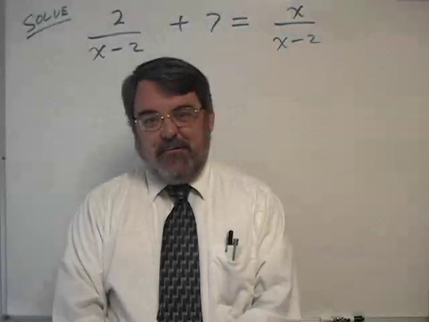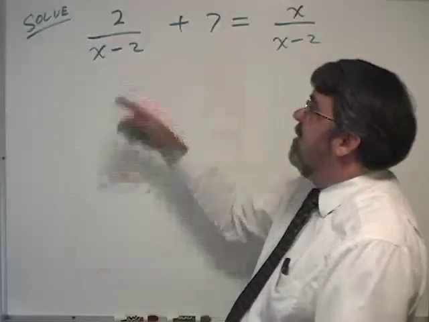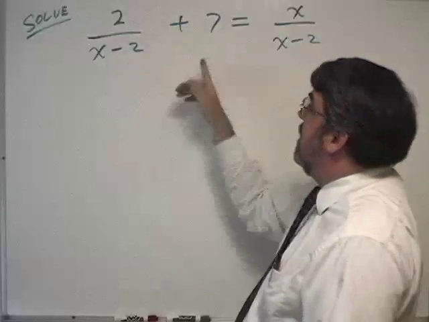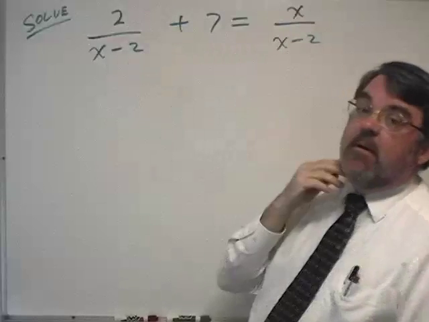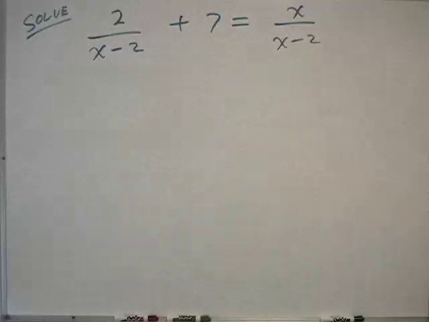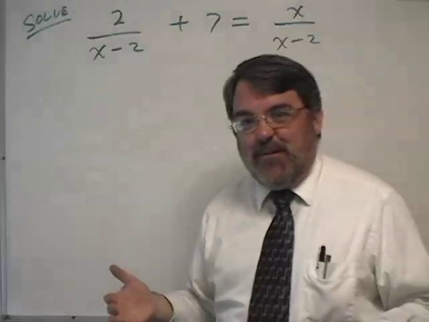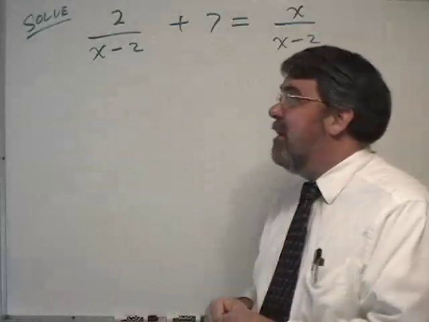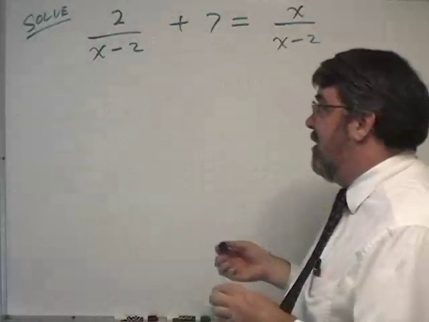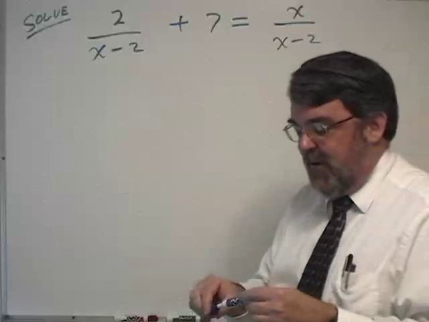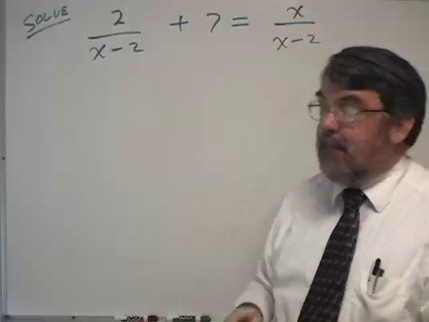So here's our next problem. Solve 2 over x minus 2 plus 7 equals x over x minus 2. And now you'll see why I talked about division by 0 in the previous video. It's going to show up here ultimately. I kind of hate to give away the plot, but that's what's going to happen here.